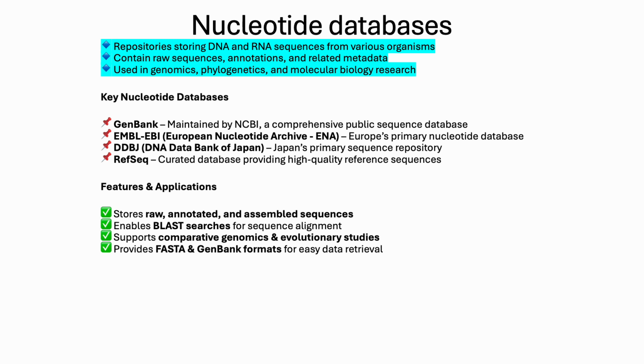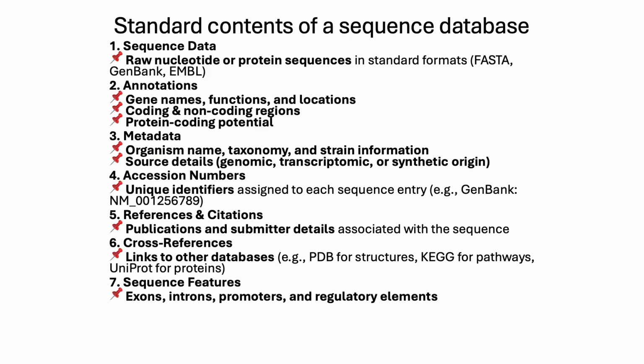Key features of these nucleotide databases are that they store raw, annotated data and assembled sequences. They enable features like BLAST searches for sequence alignment, and support comprehensive genomic and evolutionary study. Apart from this, they provide FASTA and GenBank formats, which can be easily retrieved. Let's see some standard contents of sequence databases in the coming slide.